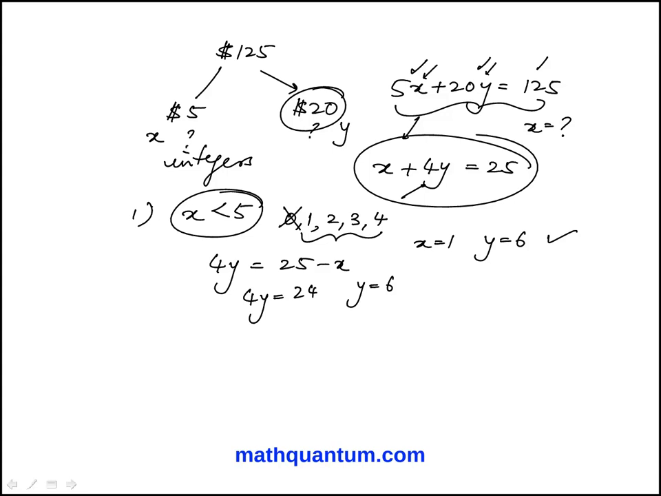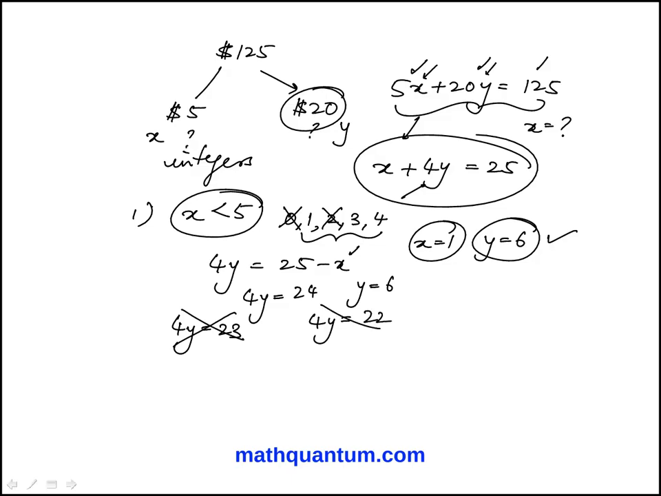I could have 6 $20 bills and 1 $5 bill, because this would be 120 plus 5. So that's a solution. If X is 2, I have 4Y equal to 23. Well, Y is not an integer here, so that's out. If X is 3, this is 22. 22 is not divisible by 4. And then if X is 4, I have 4Y equal to 21. Again, Y is not an integer.